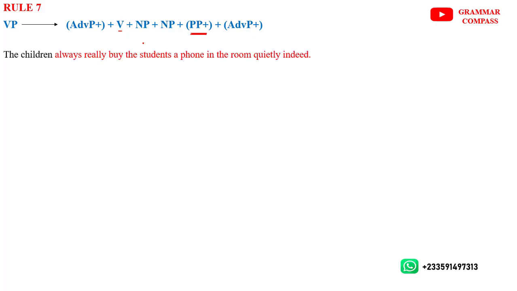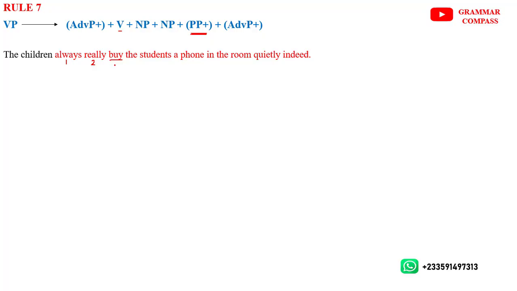Here are some examples. The children always really buy the students a phone in the room quietly. Indeed. Let us identify the constituents to see whether they match the rule that has been given over here. First of all, we see that buy is our verb, that is our head. Where are the adverb phrases? We see them here. This is the first one, always, is the first adverb phrase, which is modifying the head word buy. Really is also a second adverb phrase, modifying the head word buy.